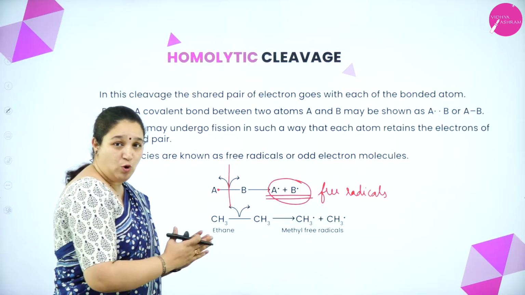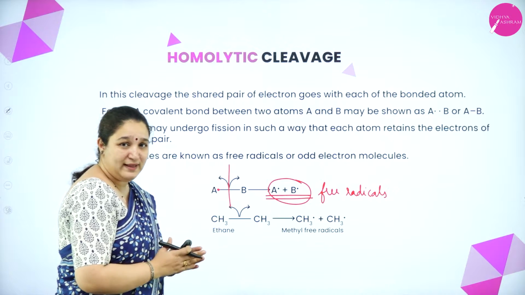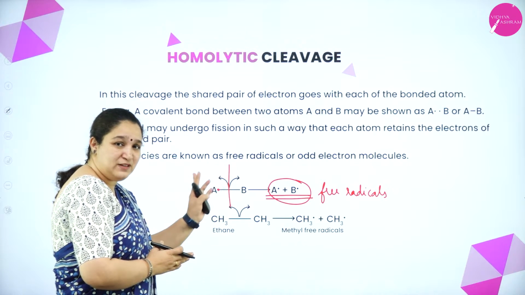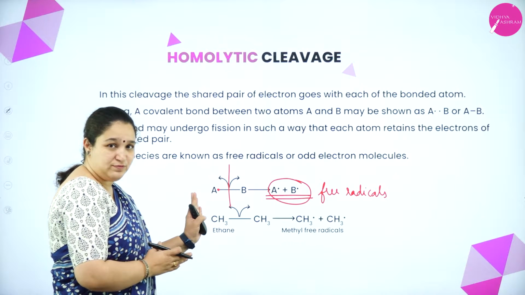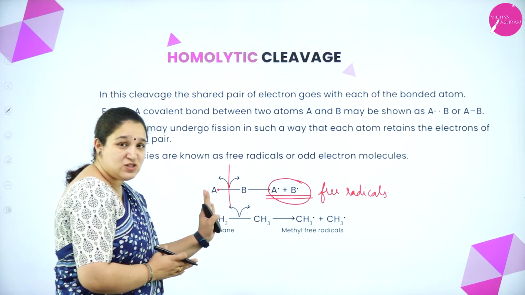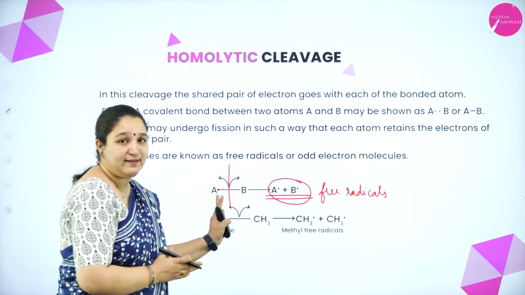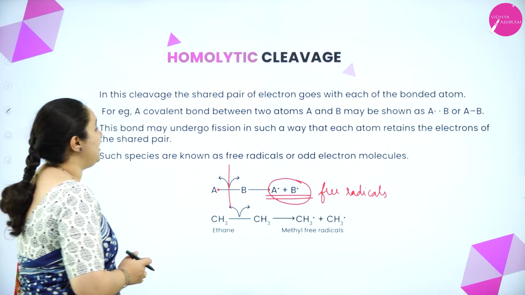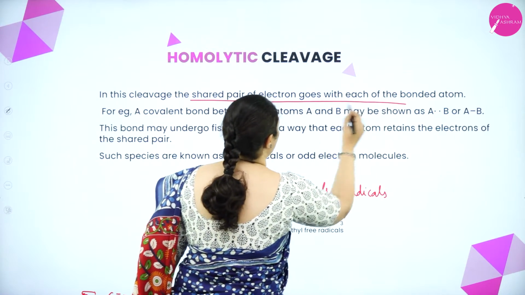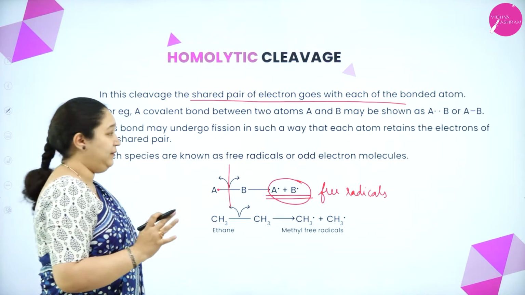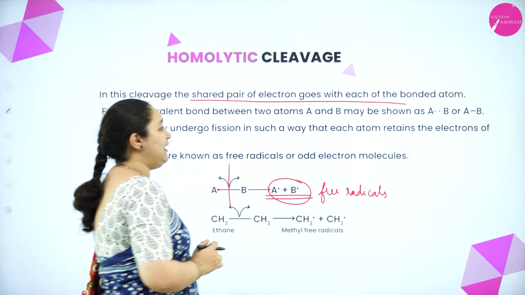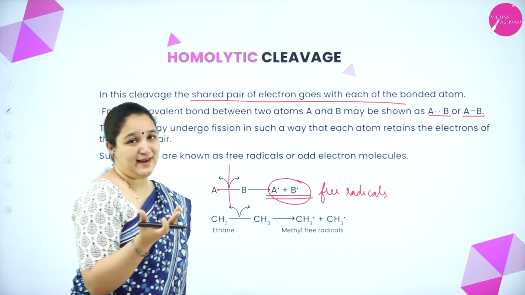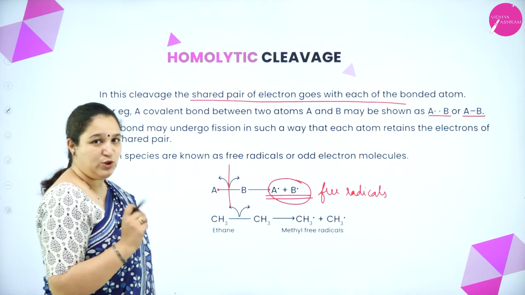So the bond is broken in such a way that each atom gets its respective electron with itself. Such breakage is called homolytic cleavage. In this cleavage, the shared pair of electrons goes with each of the bonded atoms equally. Now a covalent bond between atoms may be shown this way, with just a line, or just two dots we can put between the two atoms.